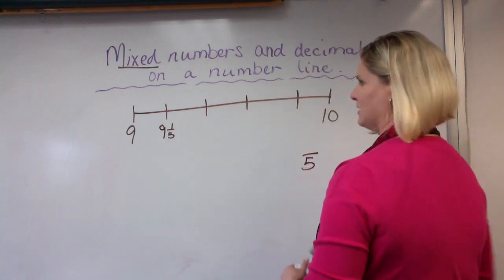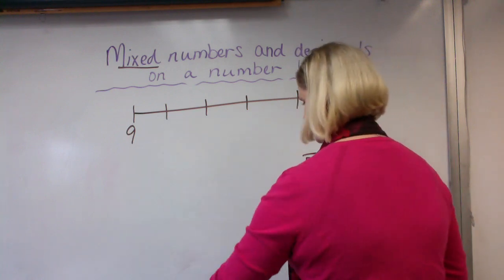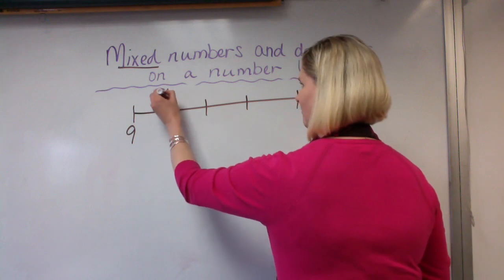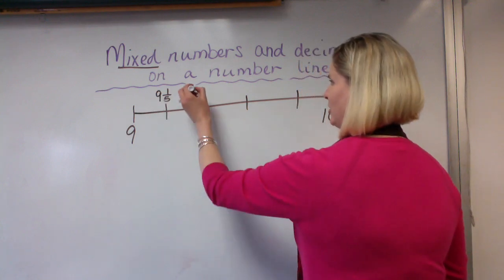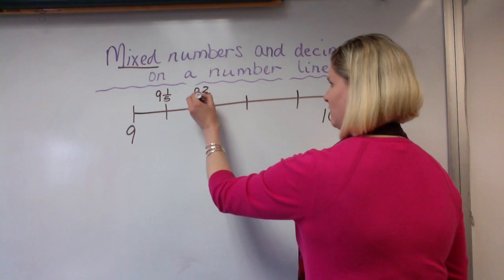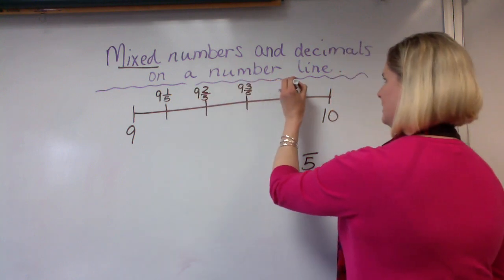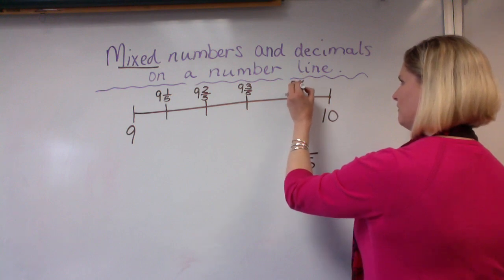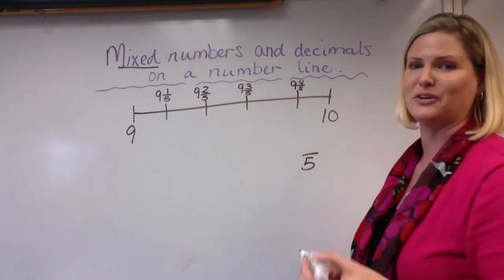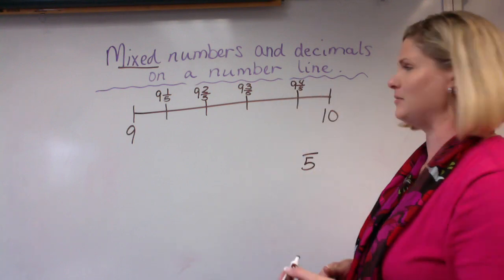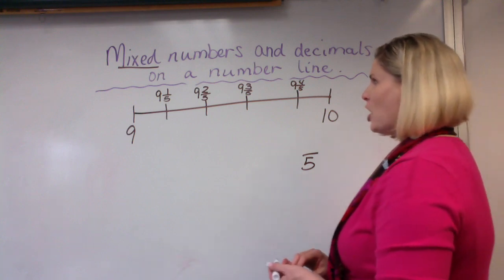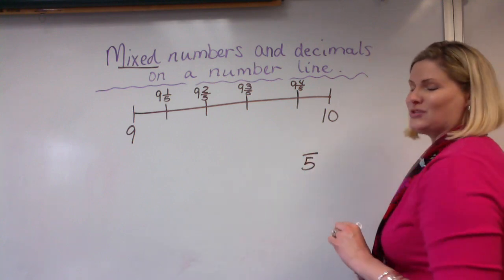And in fact, let's actually put that on the top, because our fractions are going on the top. And then we know that this is going to be 9 and 2/5, 9 and 3/5, 9 and 4/5, and then that would be 9 and 5/5, but we know 5/5 would be just the extra one, so then that would be 10. Okay, so with that, we've got fractions with a denominator of 5.